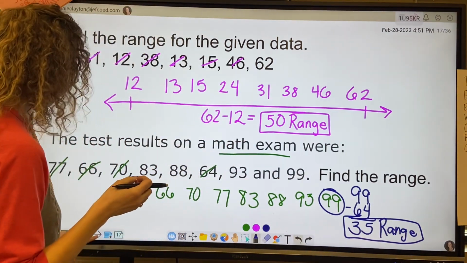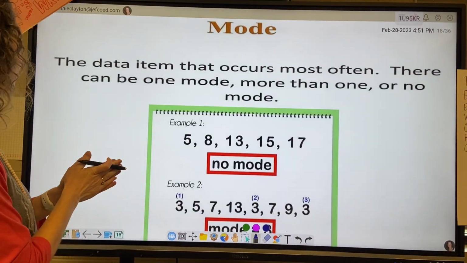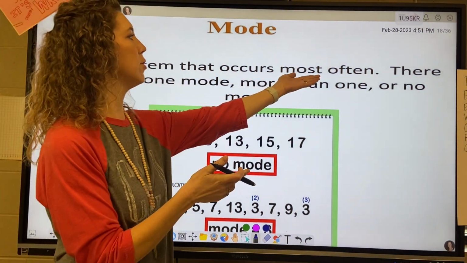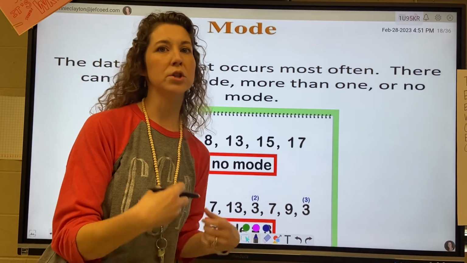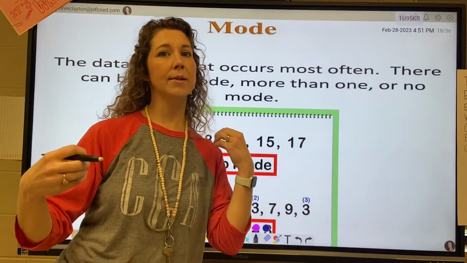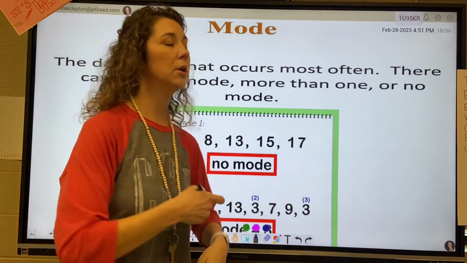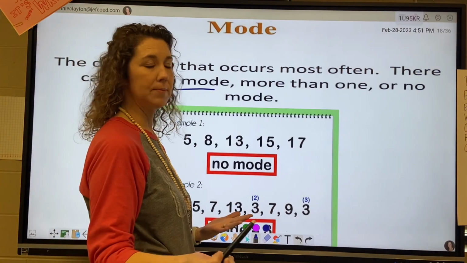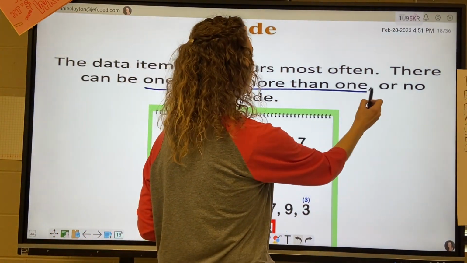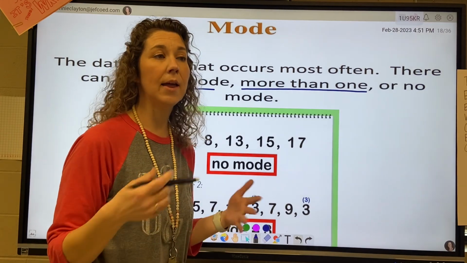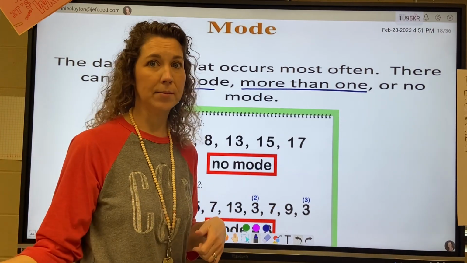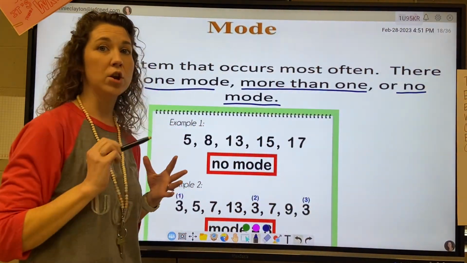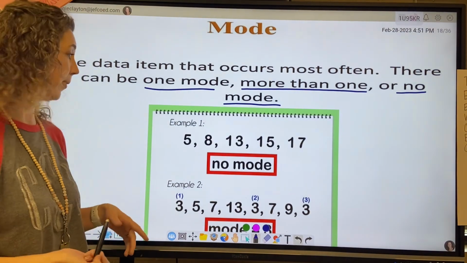Okay, let's look at mode. Mode is the number that you see the most often. Mode, most. Mode is the one that you see the most. There can be one mode if there's one number that occurs the most. There can be more than one mode. Sometimes you have different numbers repeated the same number of times. Or there might not be any numbers repeated. You may have no mode. Those are all possible answers, okay?